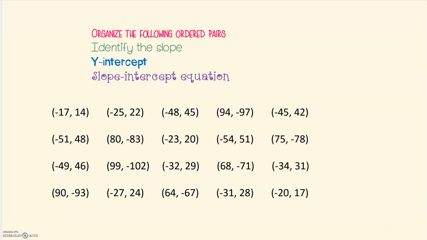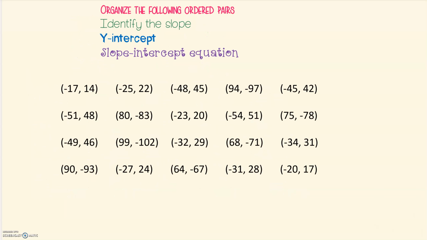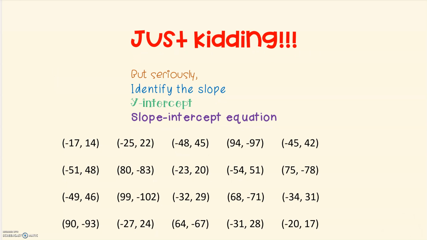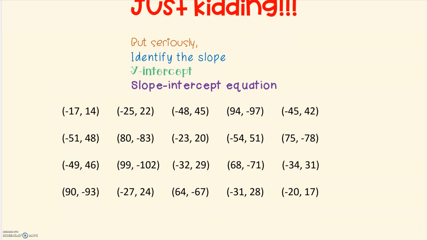Alright, so now I want you to organize the ordered pairs here. And then from there, I want you to identify the slope, the y-intercept, and the slope-intercept equation. Whoops. Messed up my joke. Just kidding. This is a lot to have to organize, and there's absolutely no reason for it. But I seriously want you guys to identify the slope, the y-intercept, and the slope-intercept equation. Go ahead, take a moment, see if you guys can figure out how to do that. Pause the video.